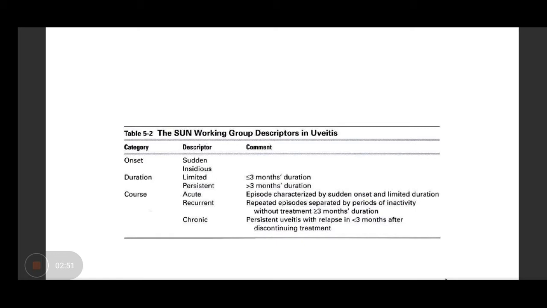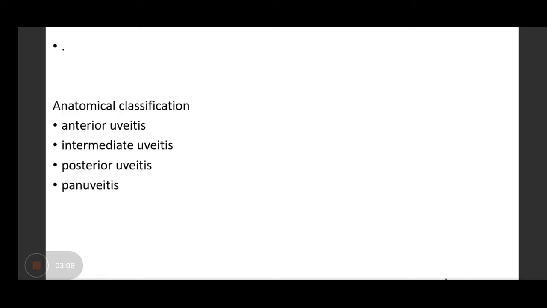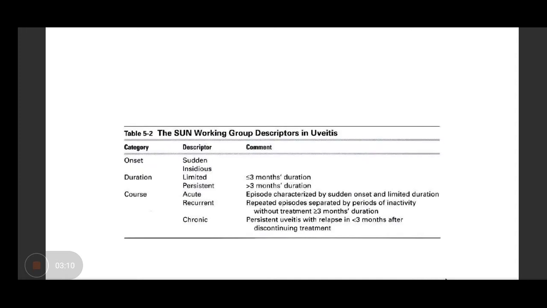According to the SUN group, they have divided uveitis into various categories. So the onset of uveitis can be sudden or it can be insidious. Duration can be limited. Limited is less than 3 months. Persistent is more than 3 months. And course, whether it's acute, recurrent, or chronic. For you guys, the detail may not be very necessary. You just remember it can be acute, recurrent, or chronic. So this was the classification based on the course.